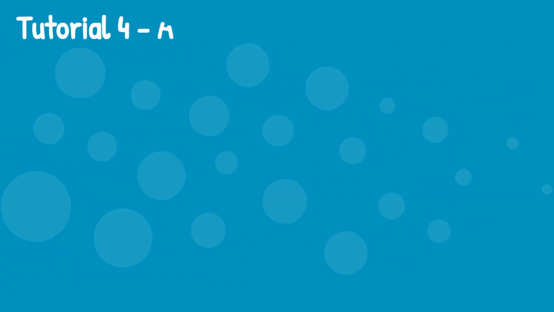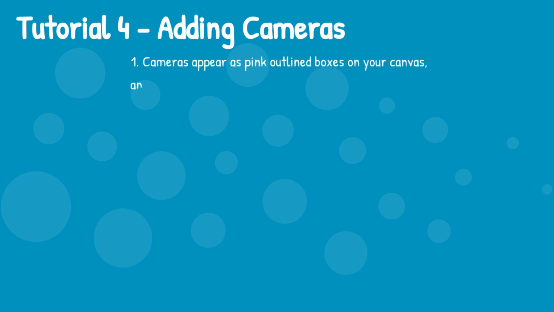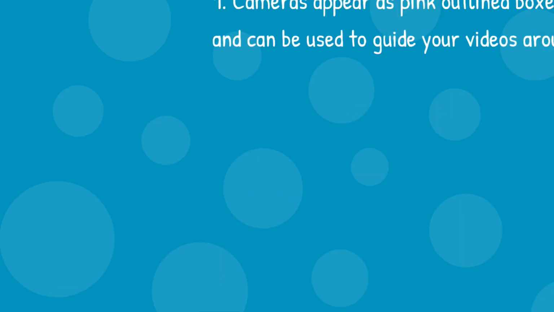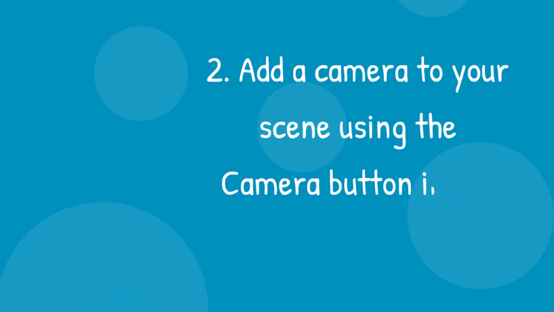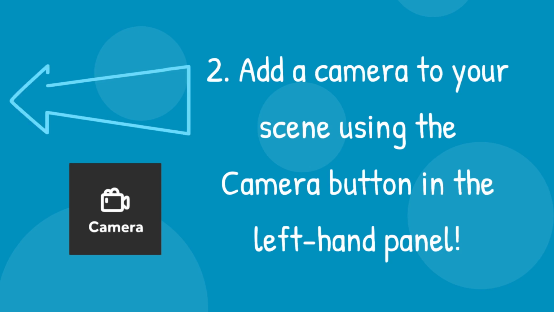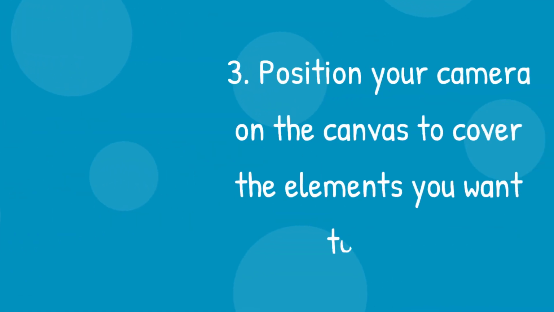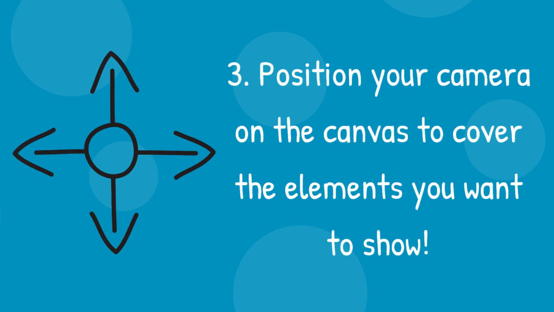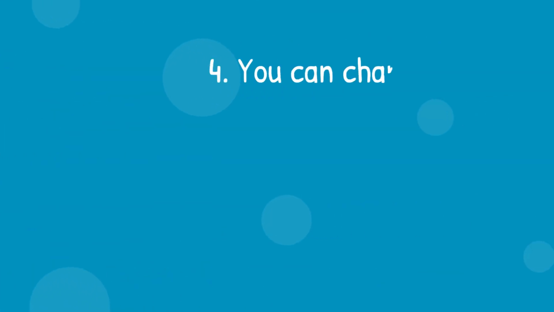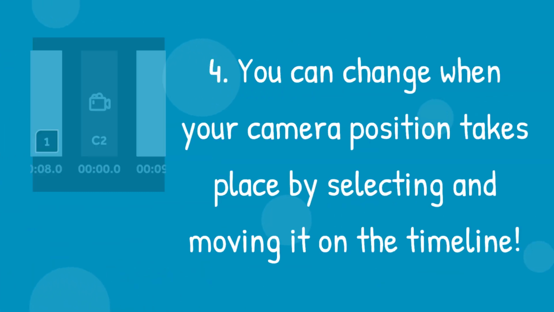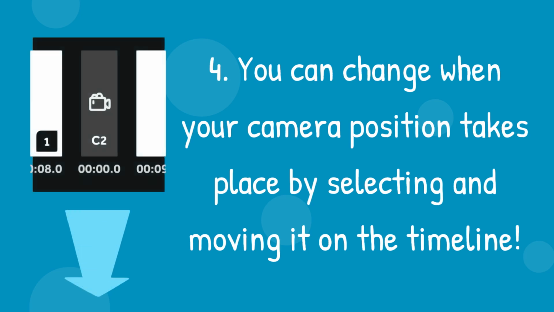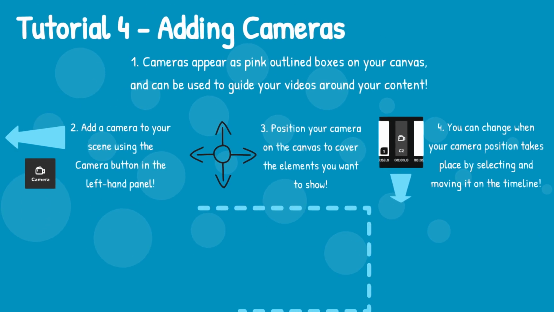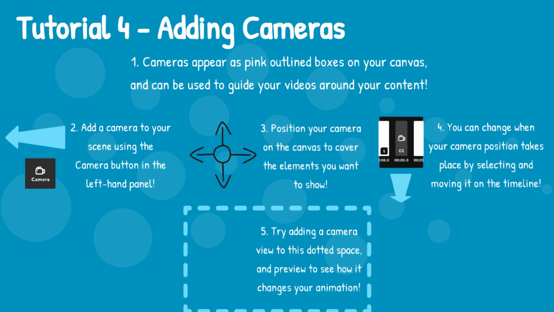You can use cameras in VideoScribe to determine which parts of the canvas are shown in your video at any given time. Cameras appear as pink outlined boxes on your canvas. To add a camera into a scene, use the Camera button in the left-hand panel. You can then position and resize the camera to cover the images you wish to show at that point in your video. To change when this camera position takes place, you can move the camera to a different point on your timeline. Try adding a new camera and resizing it to cover this box.